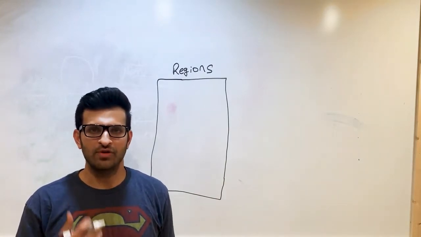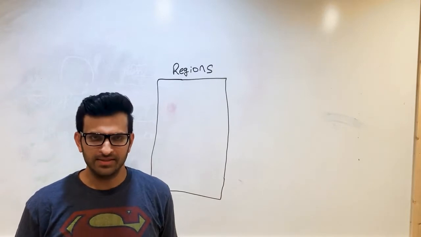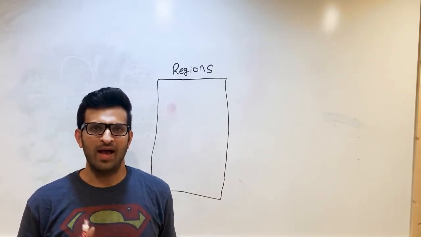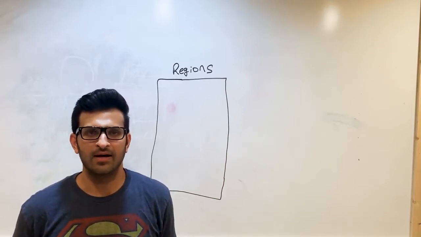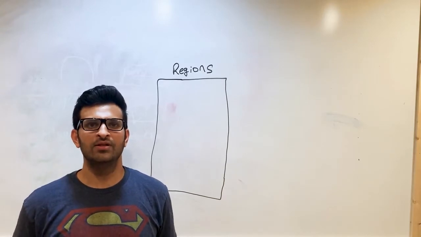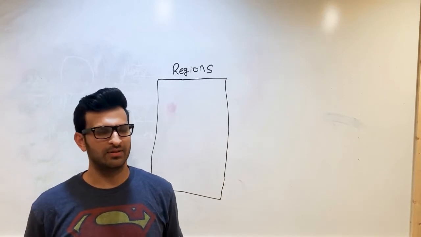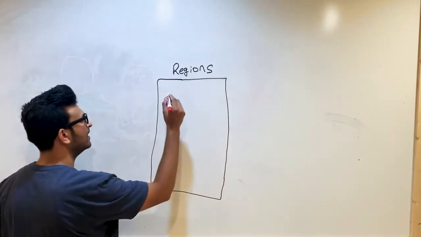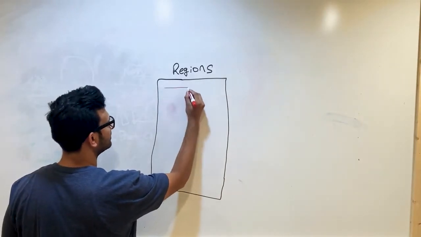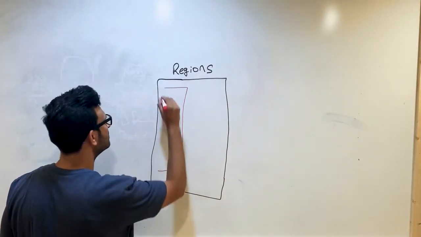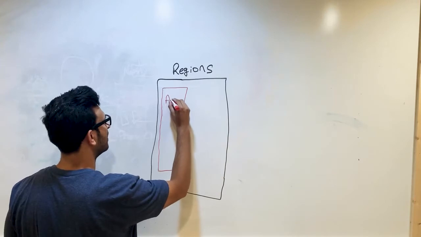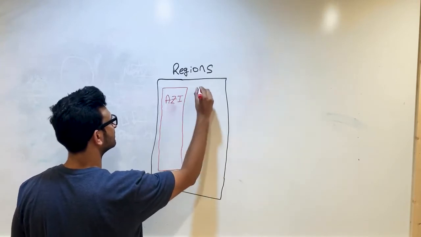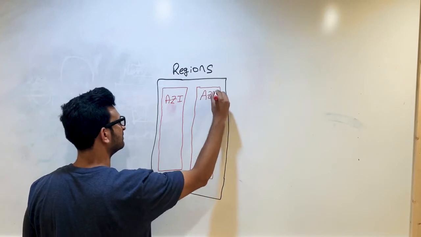But within each region, we have availability zones. Now, in order to have a region, you have to have a minimum of 2 availability zones. Now, within each availability zone, you can have a VPC, which is a virtual private cloud. So let's draw that. Each region must have a minimum of 2 availability zones. Okay.